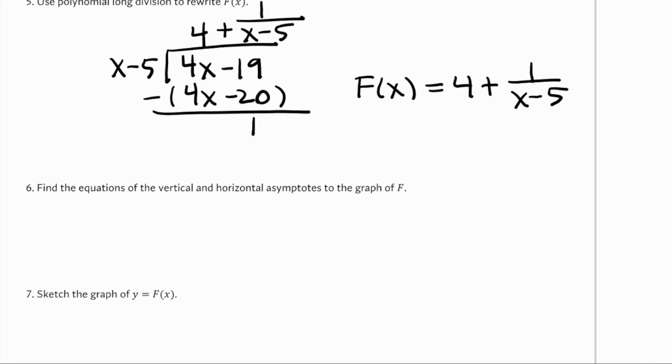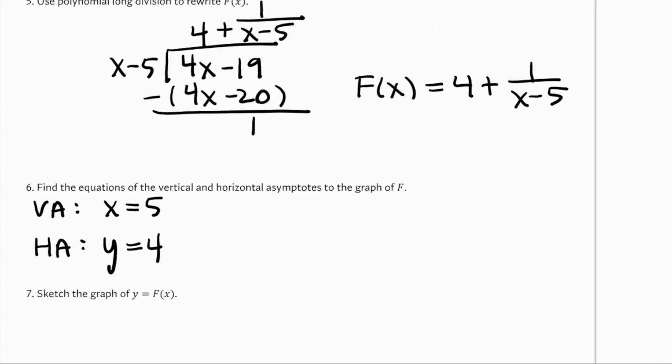Okay, find the equations of vertical and horizontal asymptotes. Well, now that we've written it like this, I'm going to say vertical asymptote would be x equals 5, the x coordinate that causes me to divide by 0, and the horizontal asymptote is going to be y equals 4, because the bigger x gets, the closer I'm getting to y equaling 4 plus 0, right? Because x minus 5 gets bigger and bigger and bigger, 1 over a huge number, that's a really small number.